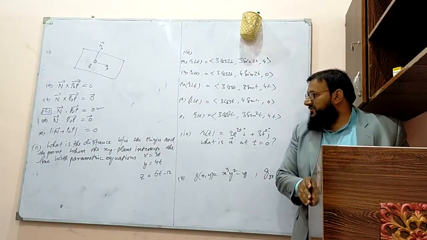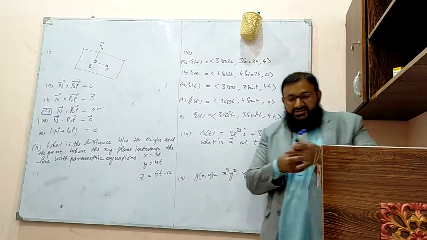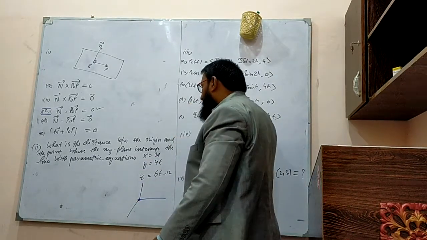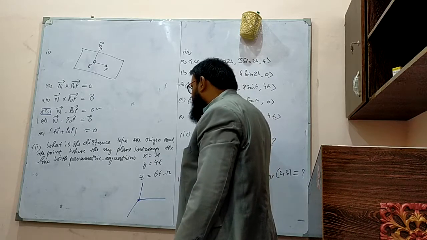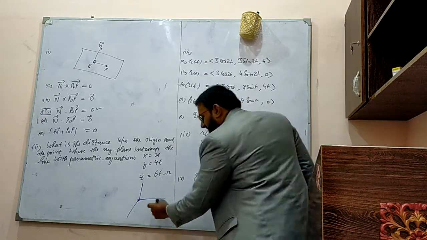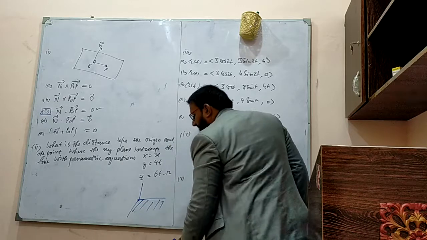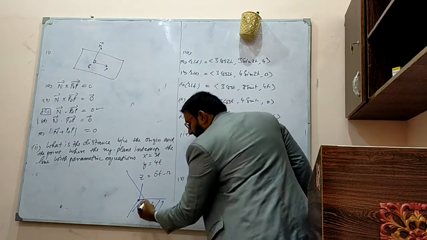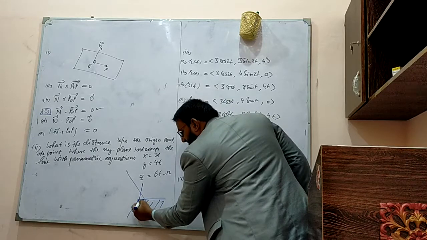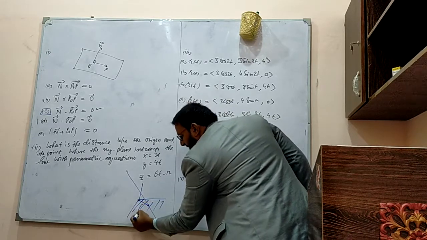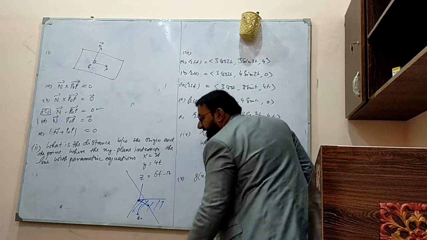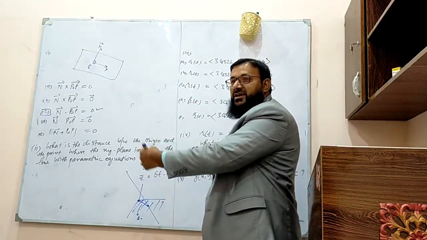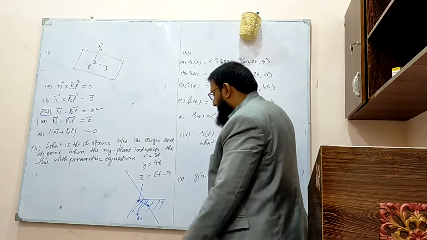What about this one? We have to show the distance between the origin and the point where the xy plane intersects this line. So let me draw it. This is the origin. So this is the xy plane, let's say, and there's a line which comes and intersects this xy plane at this point. Now we have to find the distance between this point and the origin. And we know very well the distance formula in the 3D case: square root of (x2 minus x1) squared, (y2 minus y1) squared and (z2 minus z1) squared.